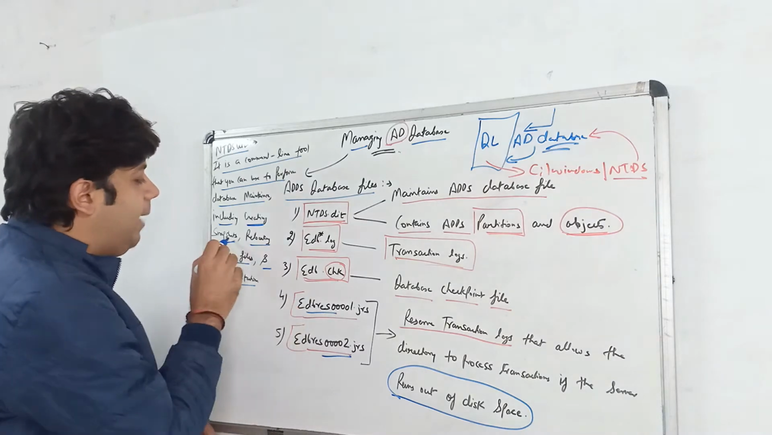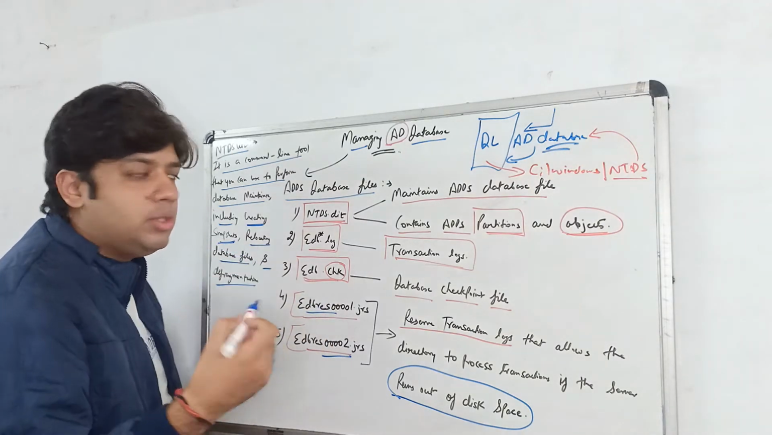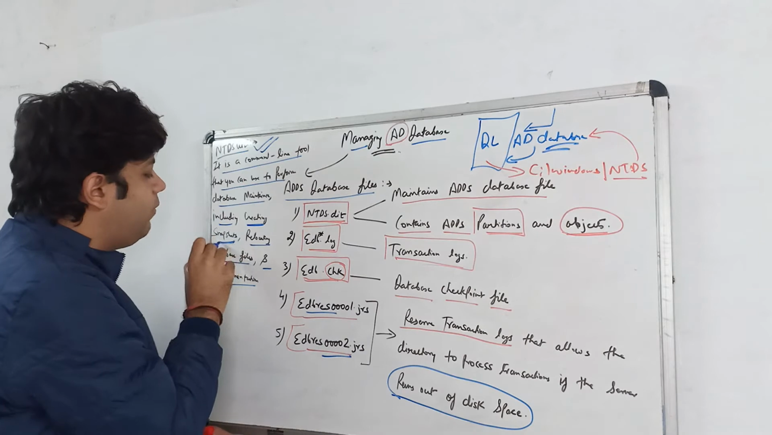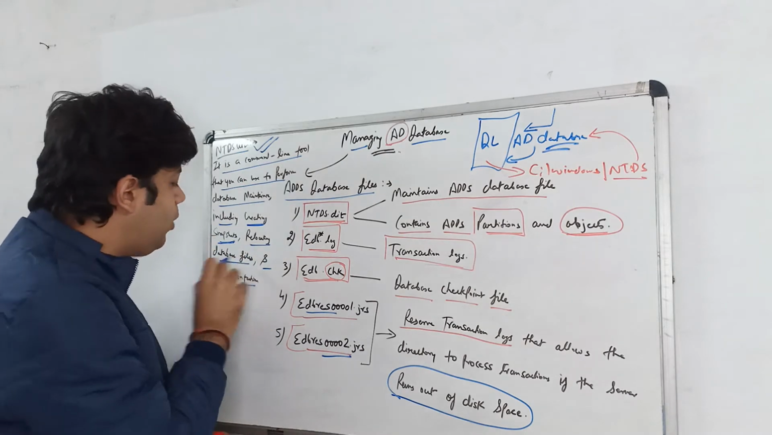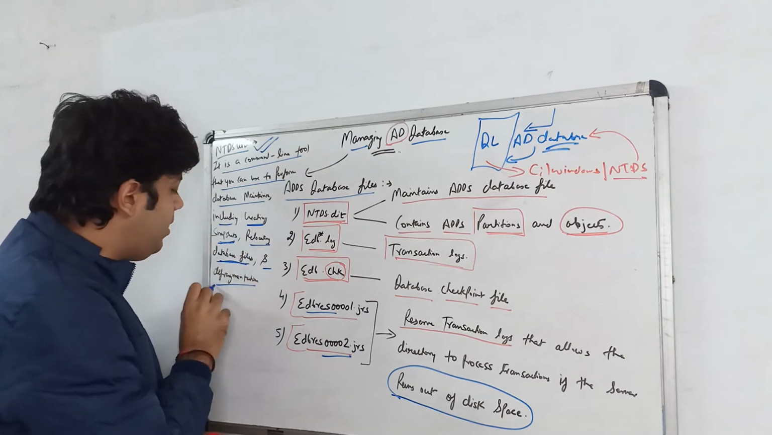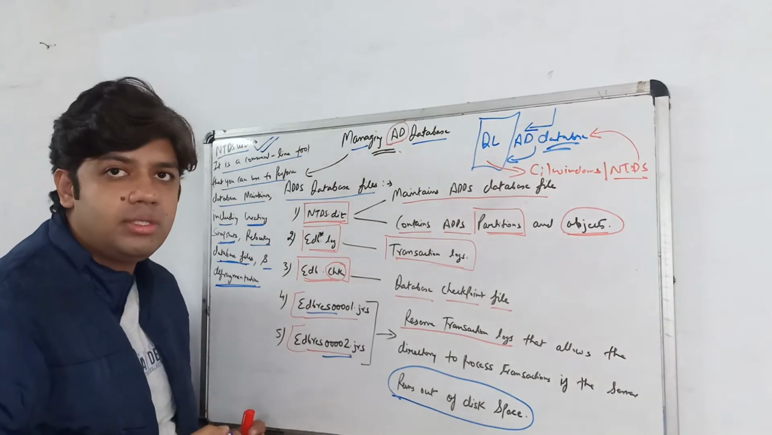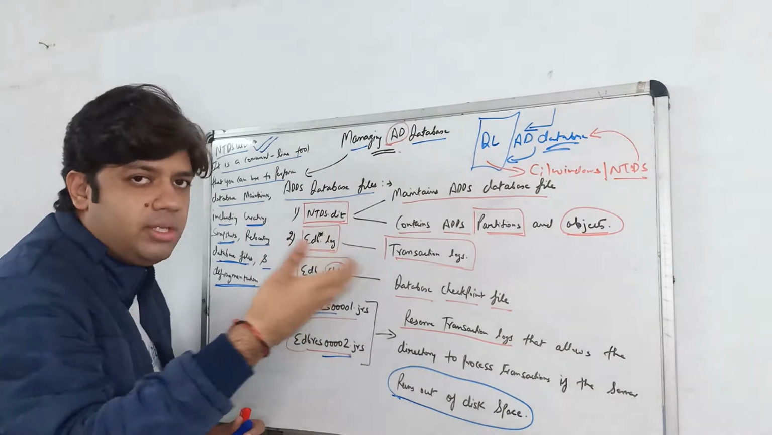Okay, so with the help of AD snapshot, we can create the checkpoints. With the help of NTDS util, we can go for AD snapshots as well, reallocating database files, and defragmentation. Now, what is the meaning of defragmentation? It means arranging the files.